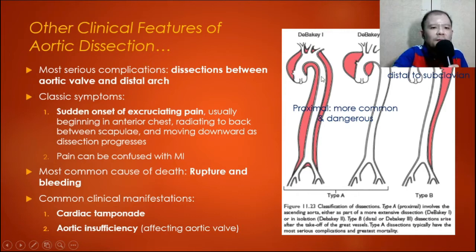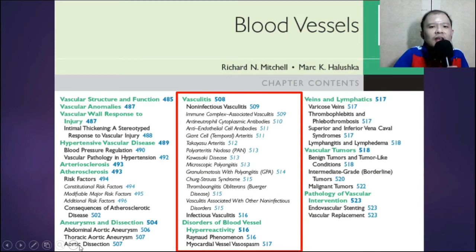So what are the symptoms? You have a sudden onset of excruciating pain, very similar to heart attack, but here it is tearing. And the most common cause of death is rupture and bleeding. Clinical manifestations: cardiac tamponade and aortic insufficiency. So we're done with hypertension, atherosclerosis, aneurysms. Any questions? Next, we go to vasculitis.